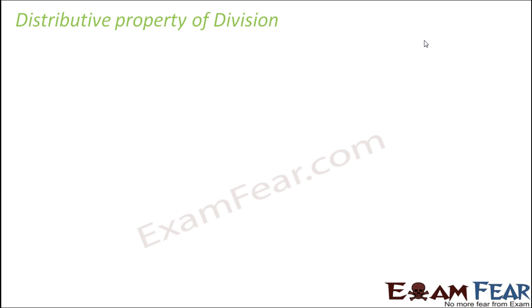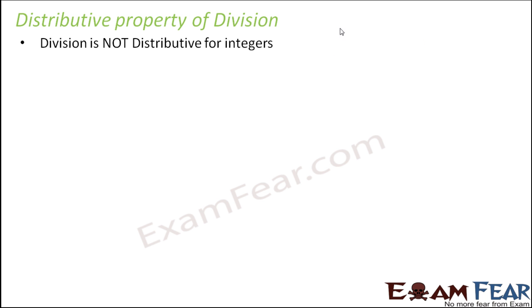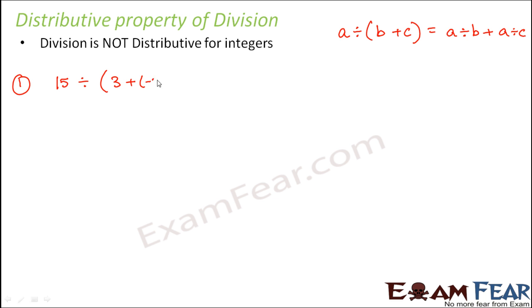Now the last property, that is distributive property, and again distributive property is also not true for division. Had this been true, then A divided by (B plus C) should have been equal to A divided by B plus A divided by C. So we will take an example to illustrate or to verify this. Let's say 15 divided by (3 plus minus 2). So this is our left hand side, and what is our right hand side? 15 divided by 3 plus 15 divided by minus 2.